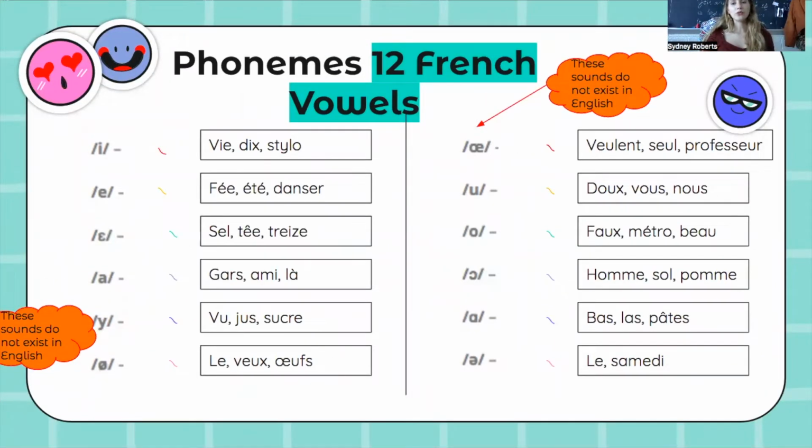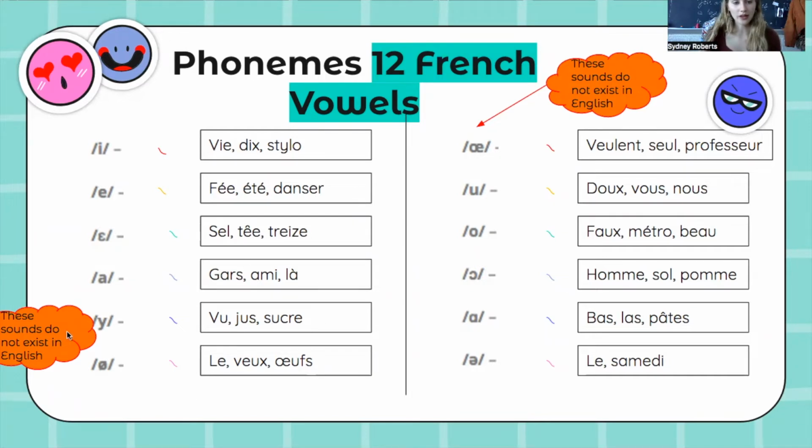So now we're getting into phonemes. French phonemes, we're starting with vowels, just to break it down a little bit more. And we see a lot of these sounds in English, but a couple of them I've highlighted, we do not see in English. So we do see this, the I representing an E sound. So we've got stylo, that means writing utensil in French. But then we also have the light E sound, the soft E that we also see in English. So fait, et, danser, the eh sound. But we also have a couple, like I said, that we don't have in English.